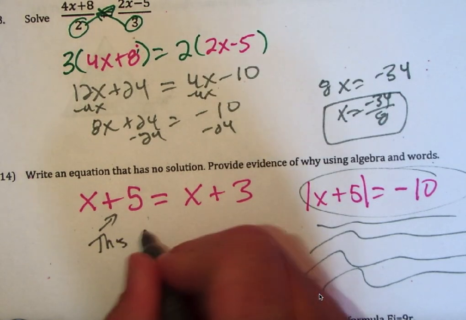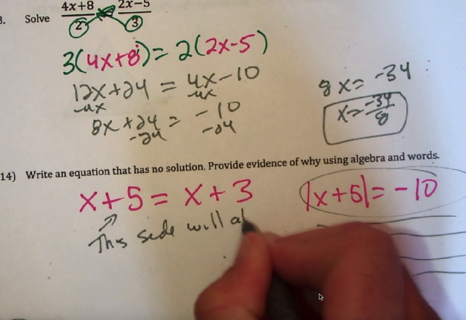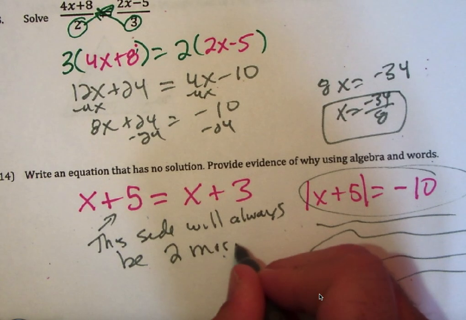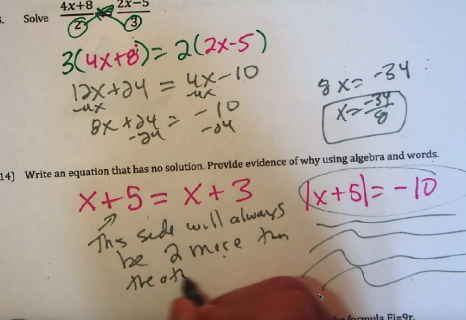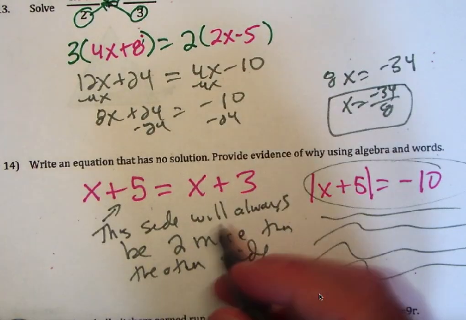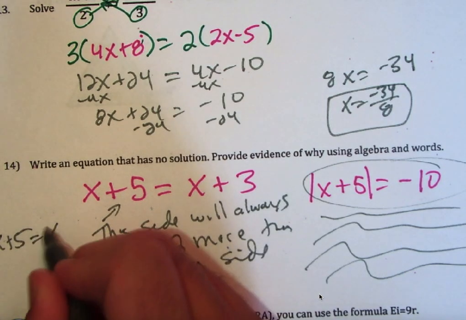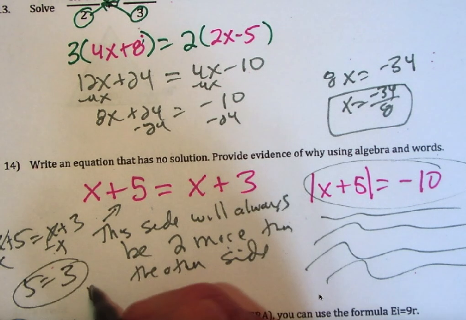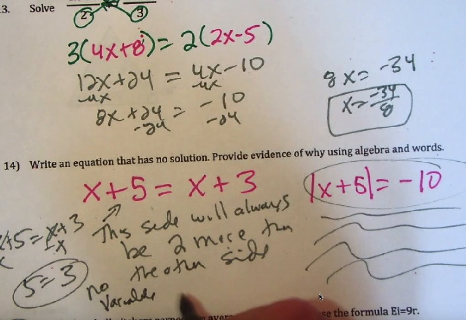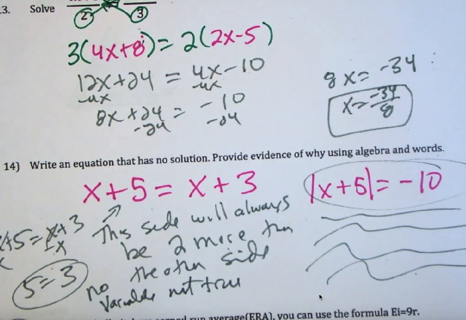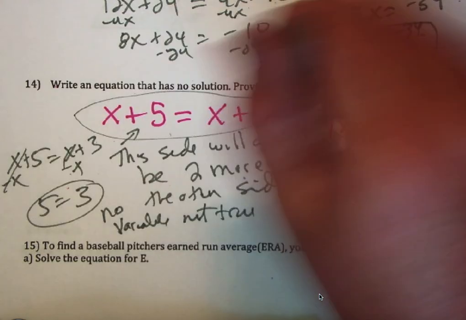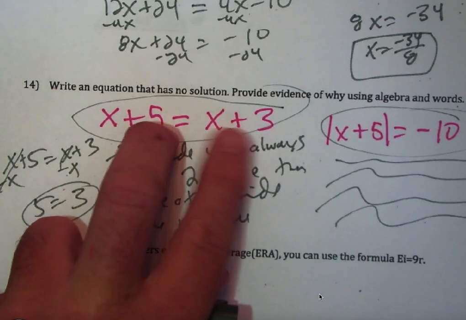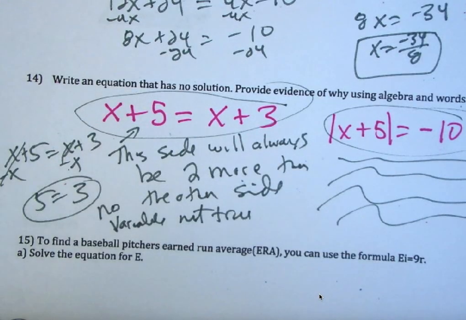You could say this side will always be 2 more than the other side. That'd be cool. Or you could have talked about when you solve it. Could have shown some work there. Take away x. You could say no variable. Not true. Something like that. So there's a lot of options there, but the big key is we have the same number of x's on both sides, either x and x or 2x, 2x, but the thing we're adding or subtracting has to be different.